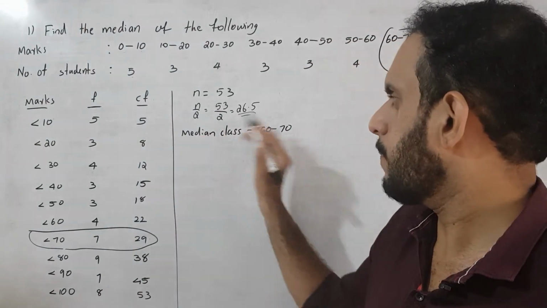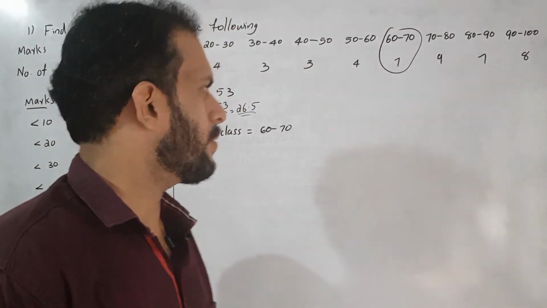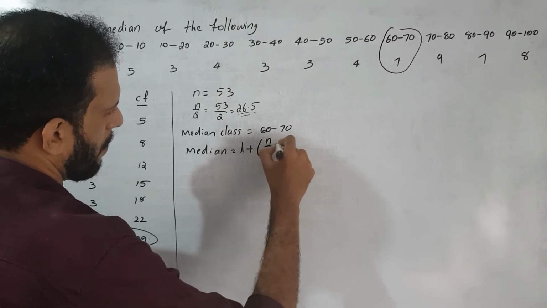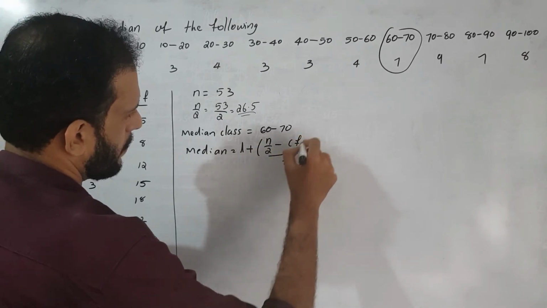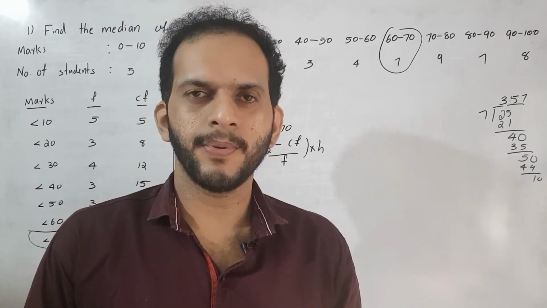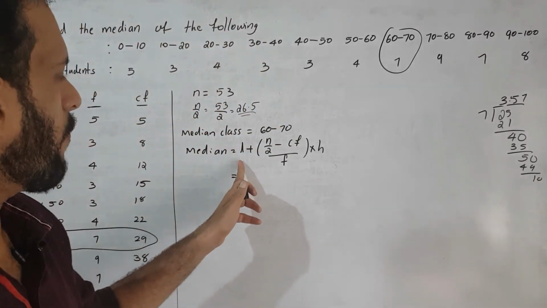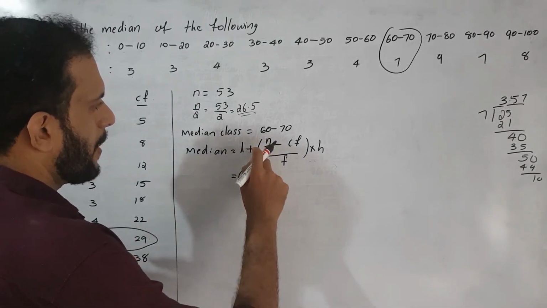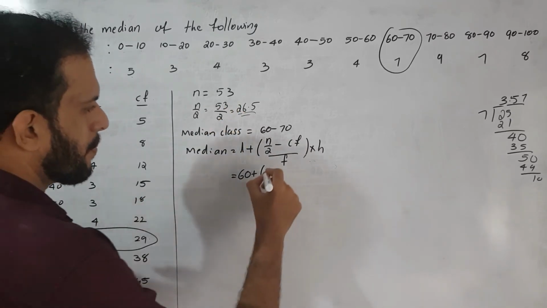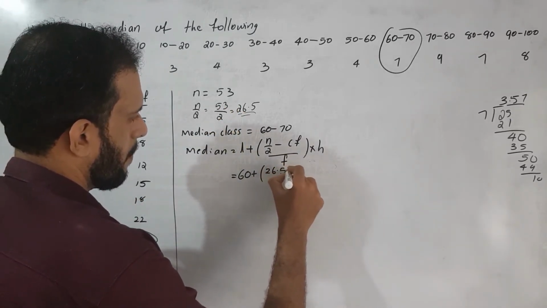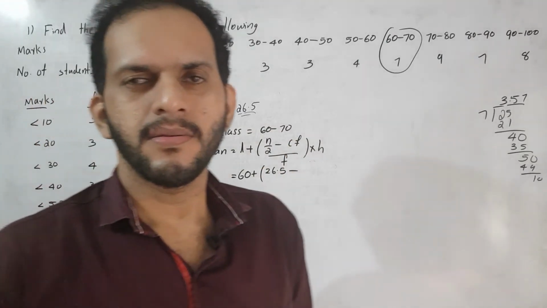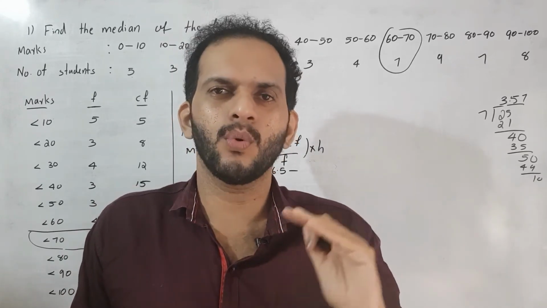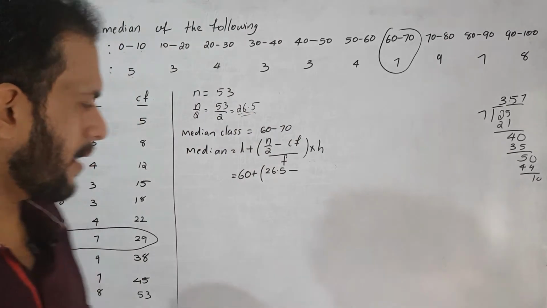Then we go to the median class and write the equation. Median is equal to L plus n by 2 minus CF by F into H. Putting in the values, what is L? L is the lower limit of the median class, that is 60, plus n by 2, which is 26.5, minus CF. CF is the cumulative frequency of the class preceding the median class, that is 22.